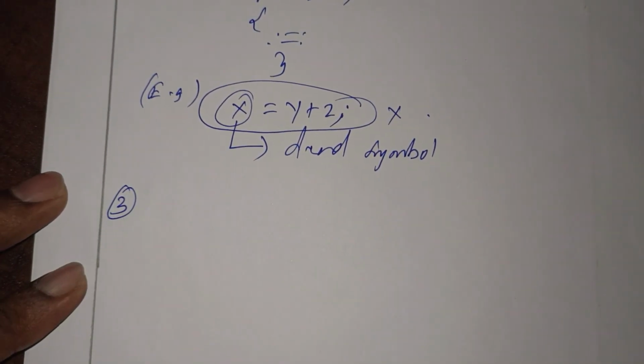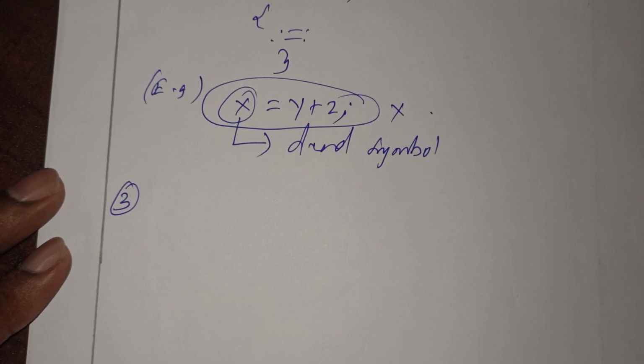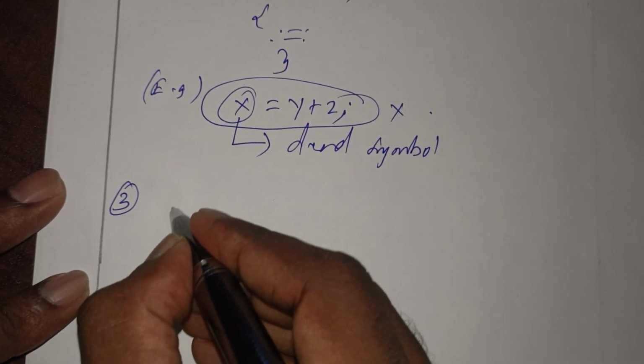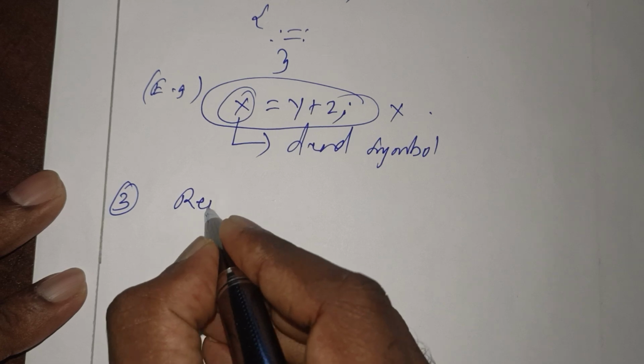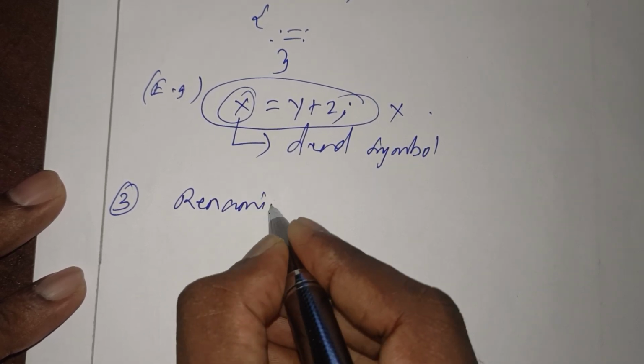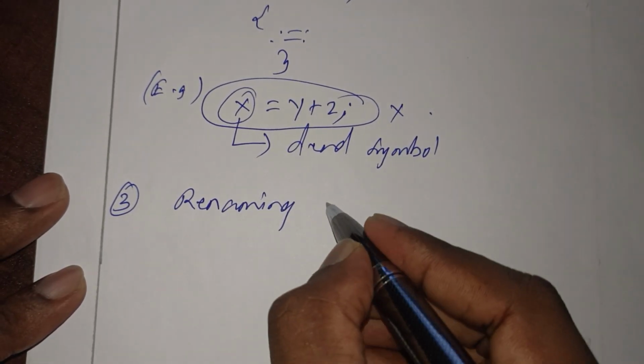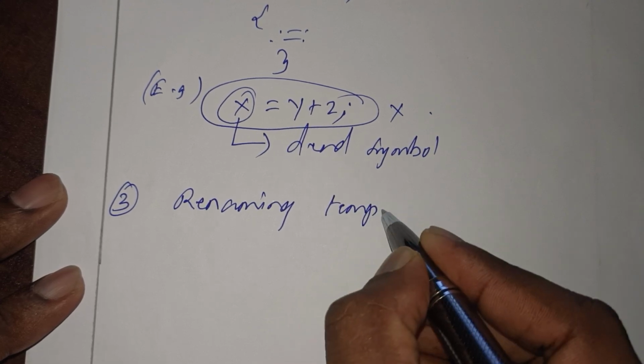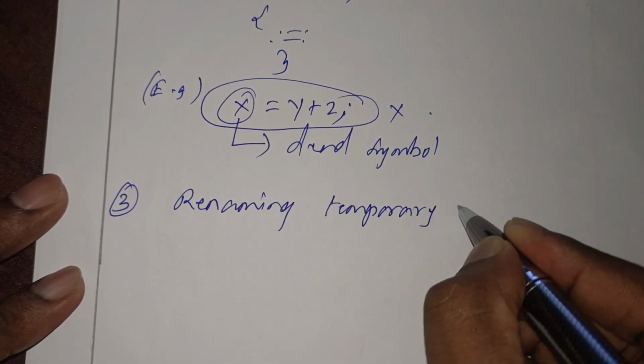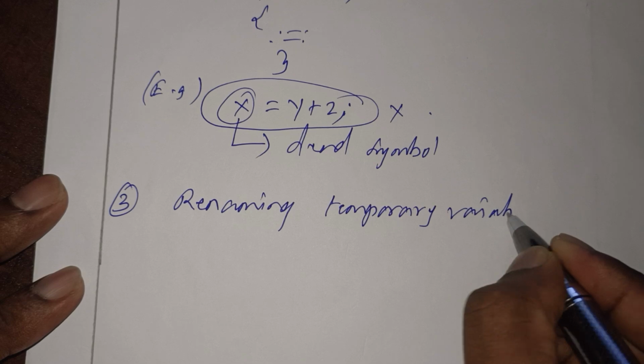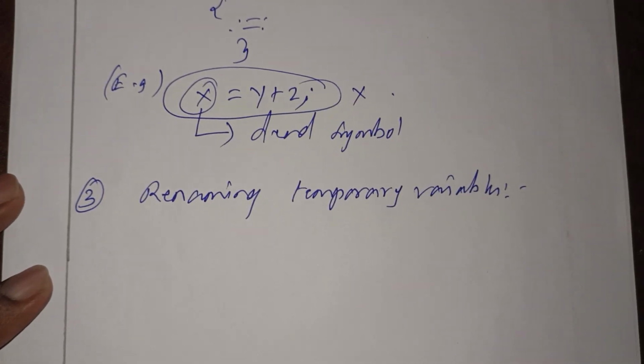Let me take you to the third part of it, that is renaming the temporary variables. This is a new one which we never saw in any of the previous optimizations. So, renaming temporary variables. Let me tell you how this happens.